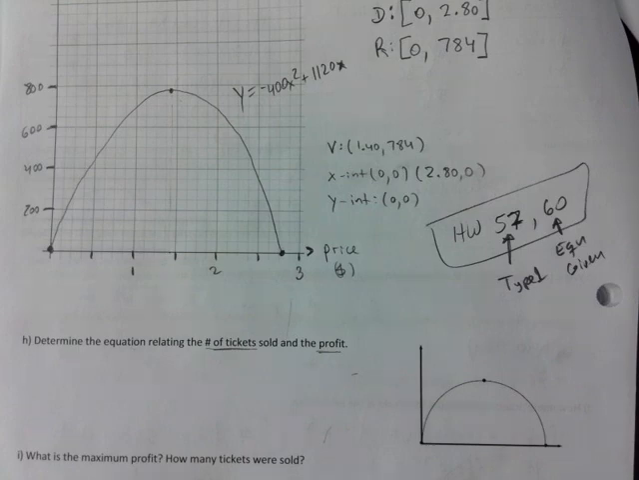So 57 all the way to 60. If you want to do more regressions, you feel like you need more practice, that's going to be heavy on the quiz. Okay, regressions. So be prepared, prepare for those. Okay.